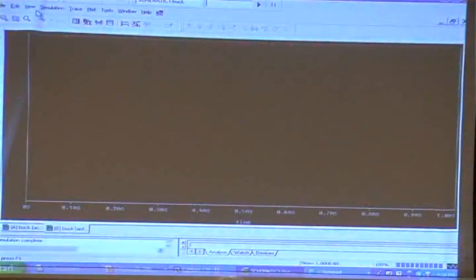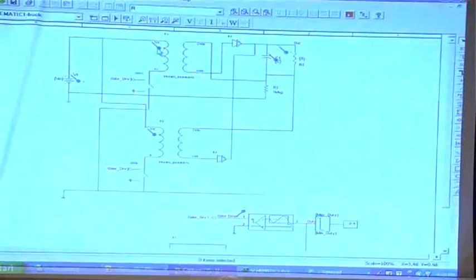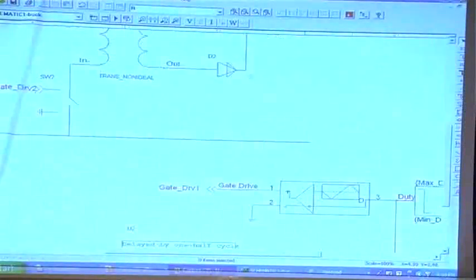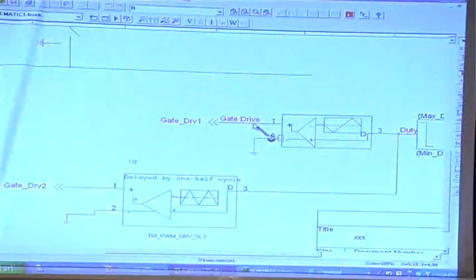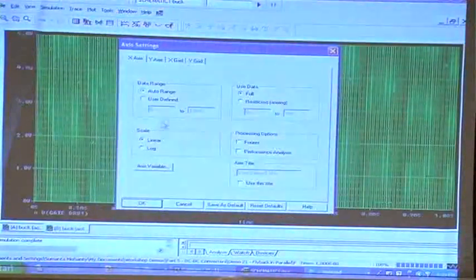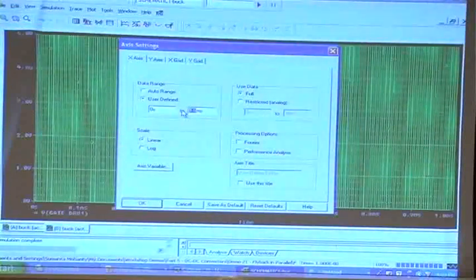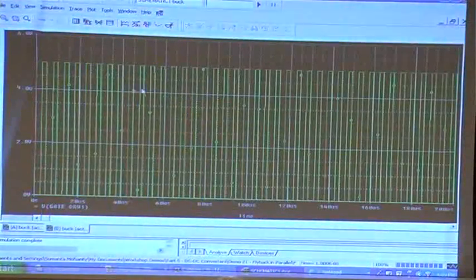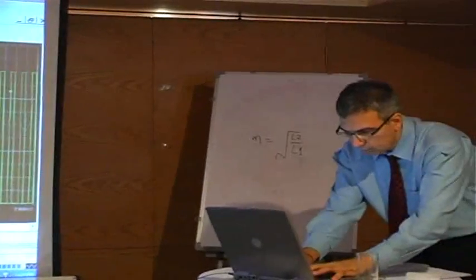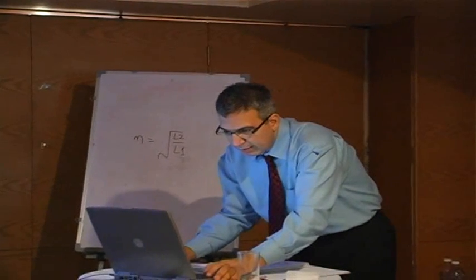And if we add, what we're going to do is first look at the PWM signals. So let's go ahead and look at PWM gate drive. Let's look at the gate drive 1. This is the gate drive. We'll zoom in, and then we'll add the gate drive 2.